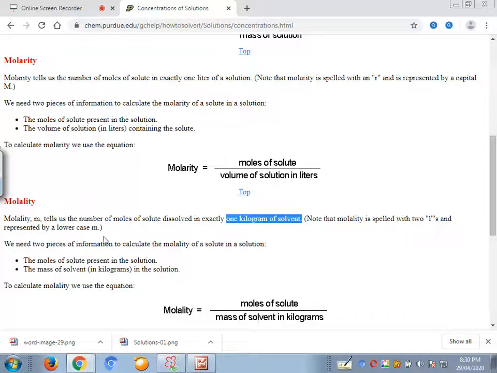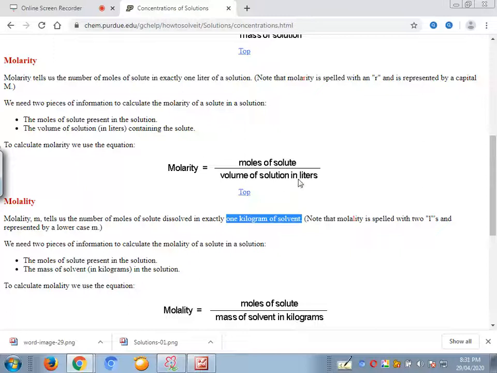In case of molarity, we use the symbol capital M, but for molality, we are going to use the small letter m. So don't confuse these symbols when writing. Molarity is given by capital M, and molality is given by small letter m. Unlike molarity, which is in liters, molality is in terms of kilograms, right?